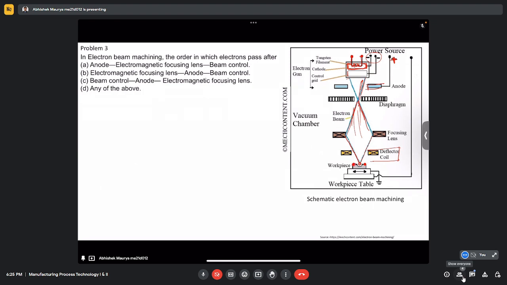So let's come to the problem. In electron beam machining, what is the order in which the electron beam passes through the components? The first option is what we have seen: it generates from the cathode, passes through the anode, and then to the focusing lens, and at the end it comes to the deflector coil, which controls where it should fall. Yes, so the correct answer is the first one.